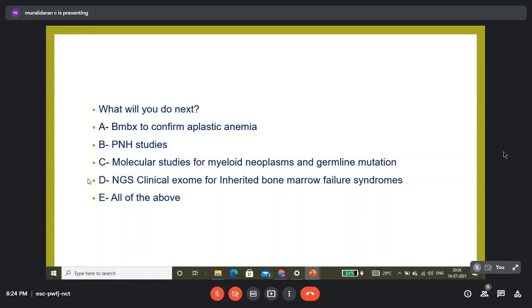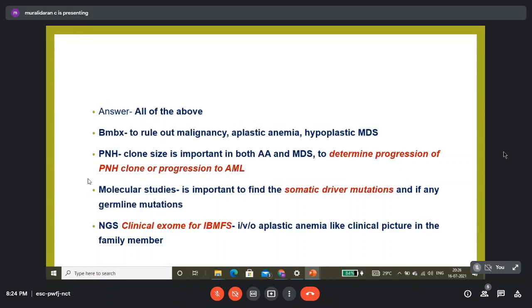Okay, so we will go one by one. In this patient, I will do all the tests. A relatively younger patient presenting with pancytopenia has a family history of a similar disease in the family. So a bone marrow biopsy is very important because we have to rule out malignancy in a given case of pancytopenia. Also, we can prove whether it is an aplastic anemia or a hypoplastic MDS. These are the commonest 3 differential diagnoses in a patient with pancytopenia. So we have to think of all these 3, and the bone marrow biopsy becomes very important.